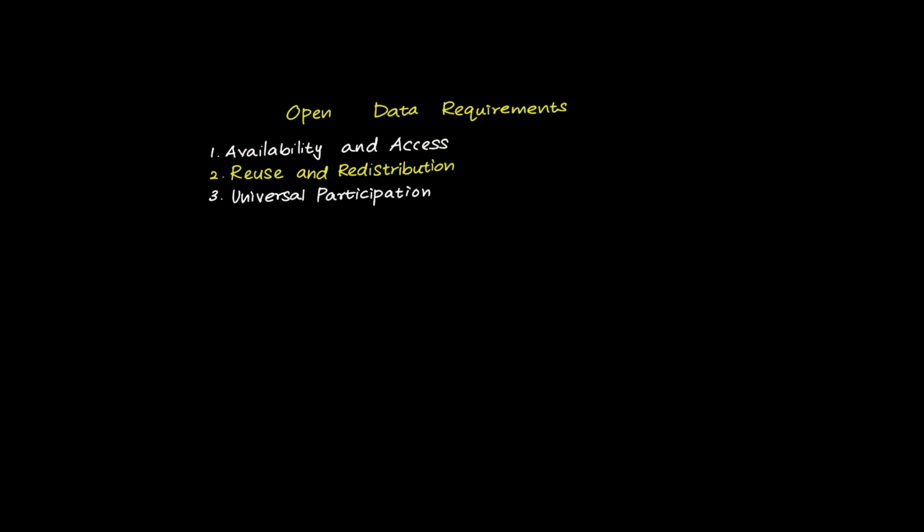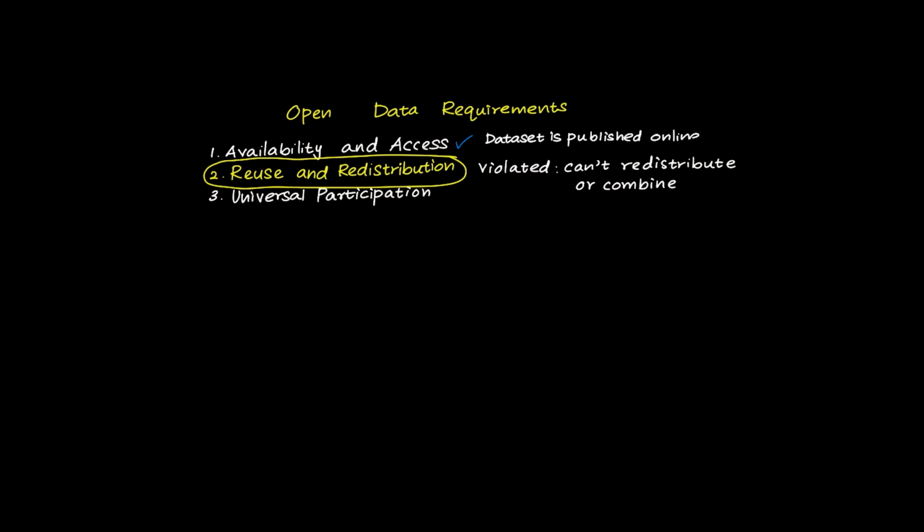This question describes a government dataset that's published online but restricts who can redistribute or combine it with other data. A researcher can't share their findings publicly. That violates the reuse and redistribution requirement. Availability and access is already satisfied. The dataset is published online and accessible.